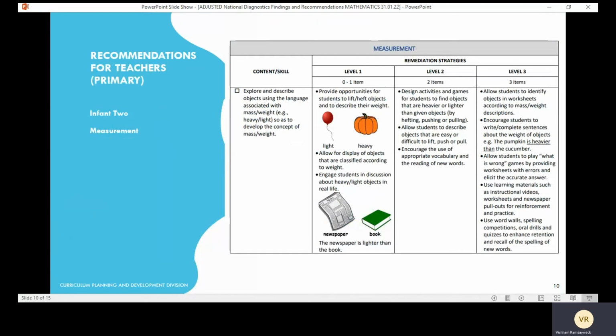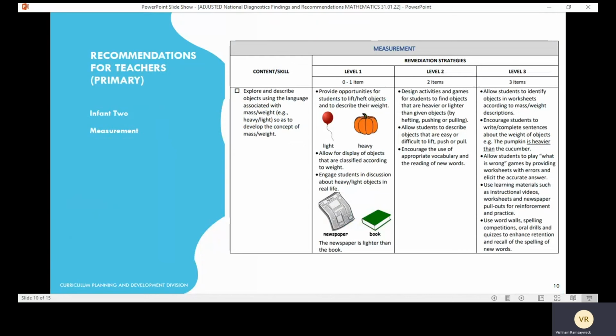At the third level, students who would have gotten 3 items right and may still need some support can do further work for reinforcement. These strategies listed here would offer that support. For example, allowing students to identify objects in worksheets according to mass and weight descriptions, encouraging students to write or complete sentences about the weight of objects. Also, using learning materials such as instructional videos, worksheets, and newspaper pullouts for reinforcement and practice.